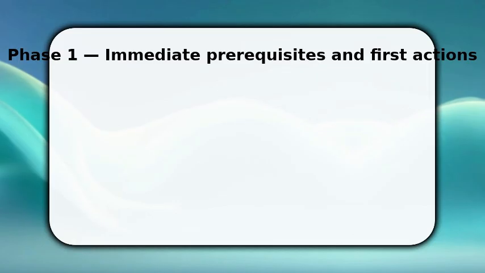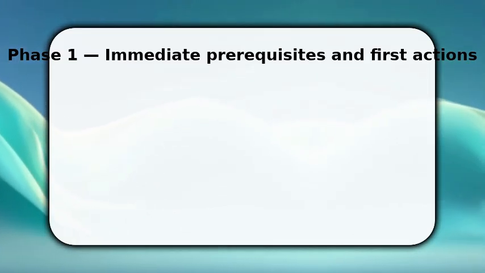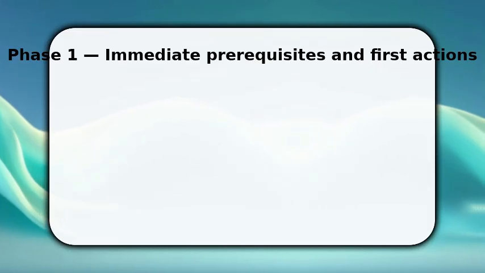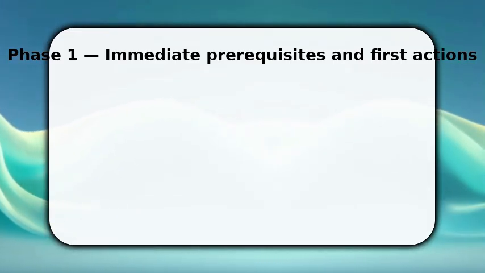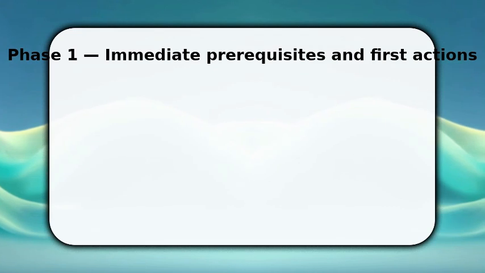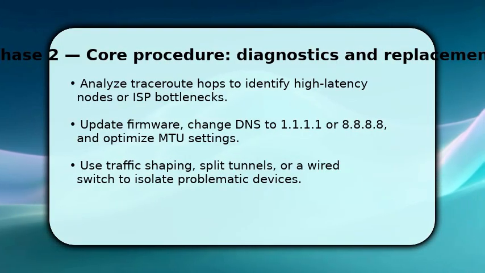Next, close background apps and stop large uploads. Make sure to set router QoS to prioritize your real-time traffic. This reduces contention and gives immediate, measurable improvement. You now dig into the middle steps.